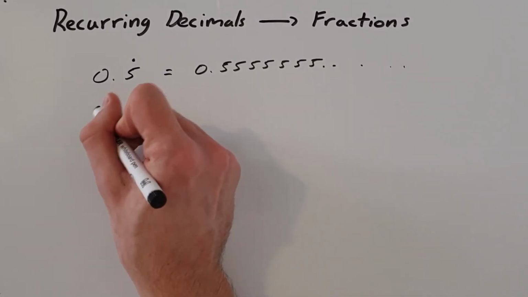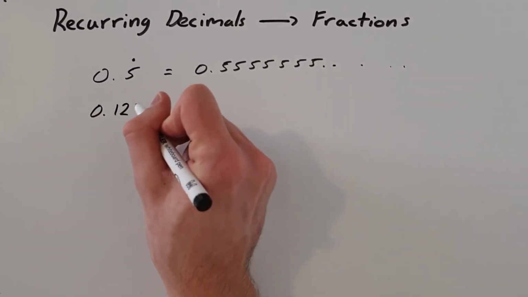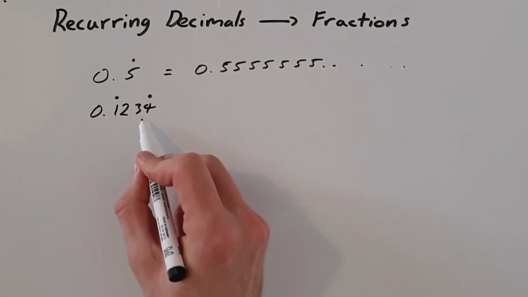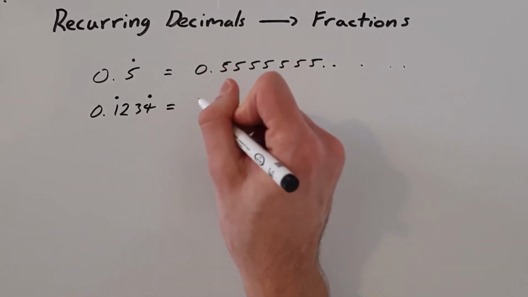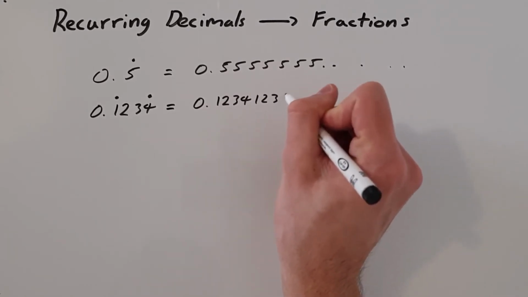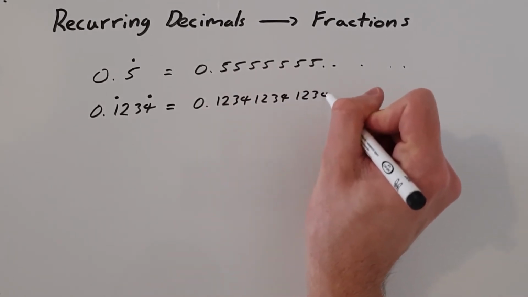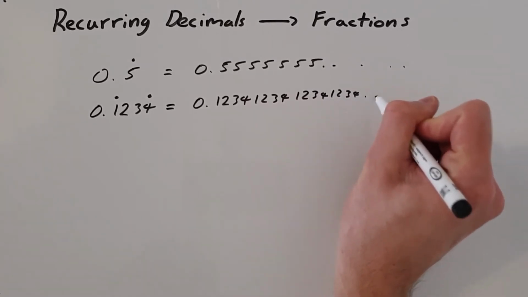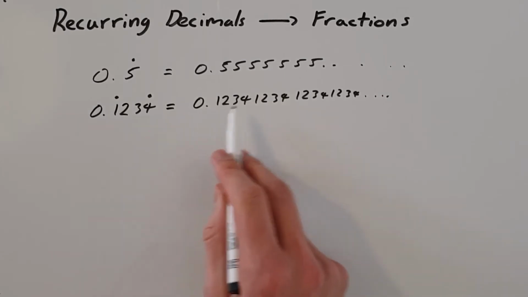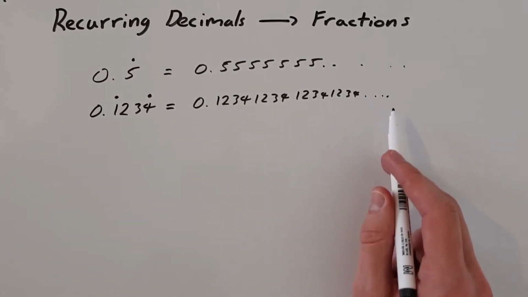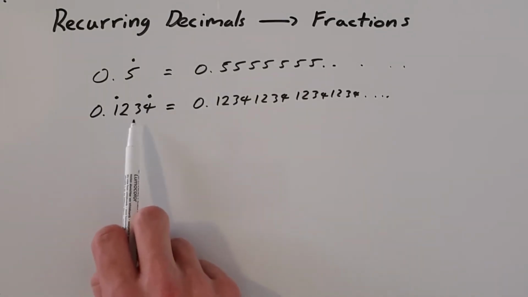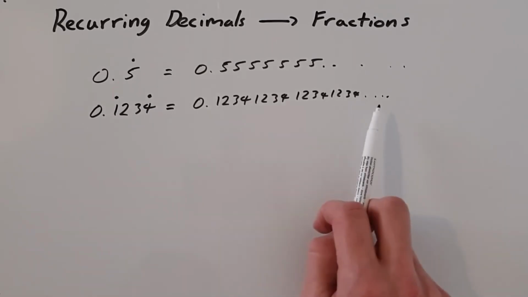Okay, and if we had a decimal which said, say, 0.1234, and it had dots above the 1 and the 4, just like this, what this would look like would be 0.1234, 1234, 1234, 1234, and it would repeat these numbers between the dots. It would repeat all of that forever and ever and ever. Okay, so this is what we call a recurring decimal, when it has a section after the decimal point which keeps recurring forever and ever.